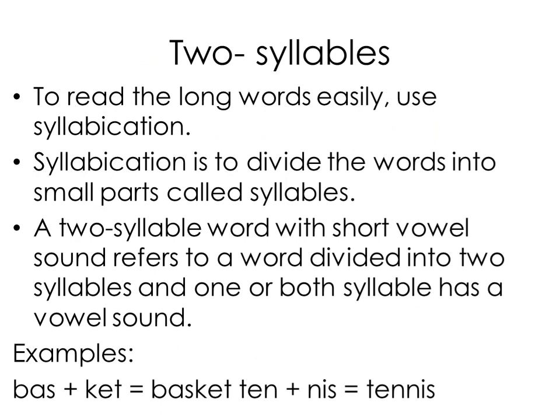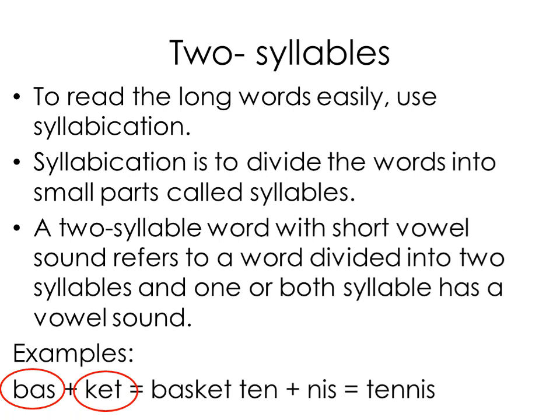Now, 2 syllables. To read the long words easily, use syllabication. Okay, syllabication is to divide the words into small parts called syllables. A 2-syllable word with a short vowel sound refers to a word divided into 2 syllables and both syllables have a vowel sound. Example, rabbit, rabbit, just like that. And another example was basket. So when we hear the word basket, it is divided into 2 syllables, bas and ket.